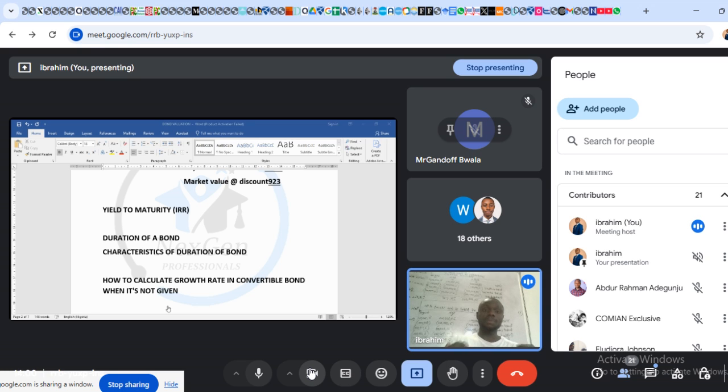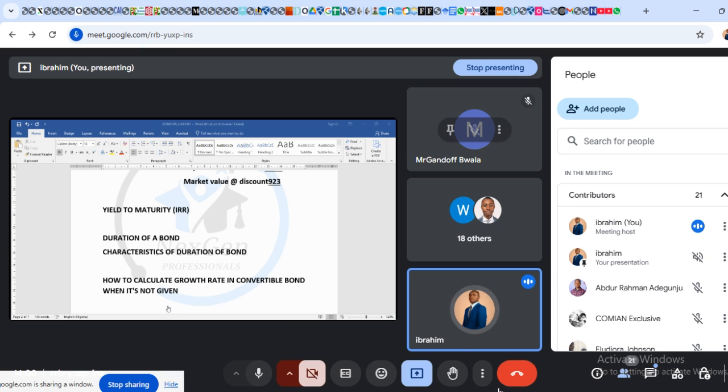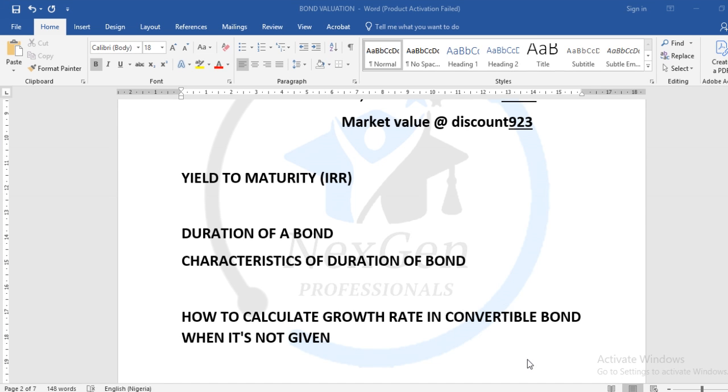So when you want to cook soup, for instance, you need some ingredients, right? So what are the ingredients you need from your question? Number one ingredient you need when you want to determine the yield to maturity. Although there are some formulas for it, right? What are the ingredients?